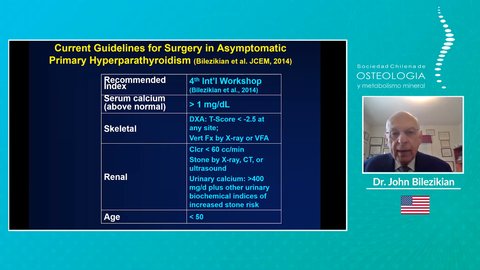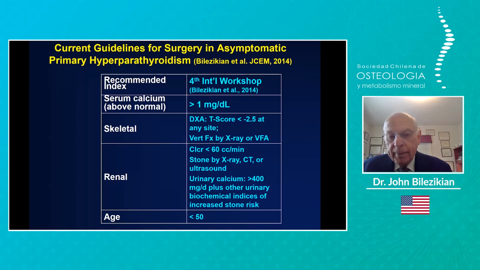These are guidelines that would lead us to recommend parathyroid surgery. If the serum calcium is 1 milligram per deciliter above the upper limits of normal, we would consider that to be an important observation recommending surgery. If a patient has a bone density by T-score less than minus 2.5 at any of the 3 sites, in addition to which, if there is a vertebral fracture by X-ray or by vertebral fracture assessment, here again would be guidelines for surgery.